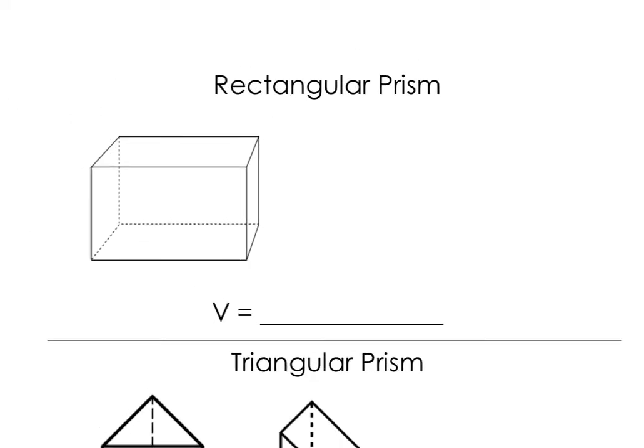Okay, so first looking at the rectangular prism, the way we find the volume is we take the area of the base and we multiply it by the height of the prism. So a rectangular prism, the base is a rectangle, and it has dimensions length and width. The height of the prism is basically how high we are stacking the rectangle. So in this case, the height is vertical. So this is the height.